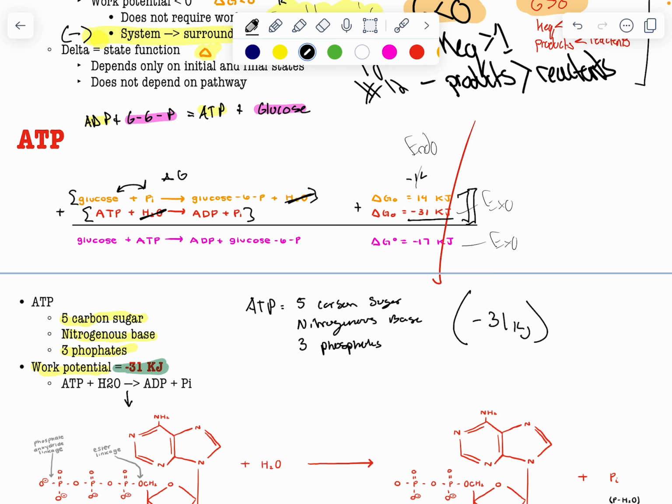So as a result, we can simplify our equation down to glucose plus ATP equals ADP plus glucose 6P, because we can just remove like terms. We can remove H2O, and what we'll do is we'll just add these energy values together. And so delta G is now negative. Delta G is negative 17 kilojoules, which means this reaction can occur without an extra input of energy after everything's been coupled together.